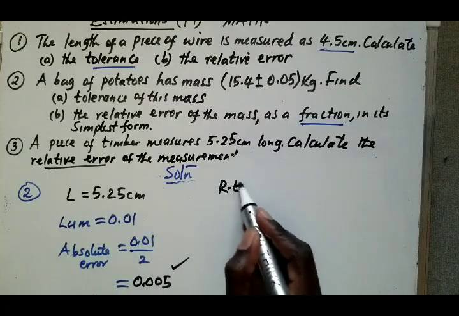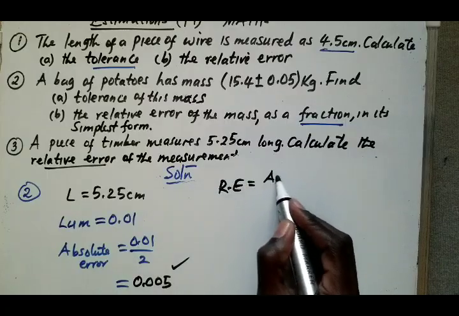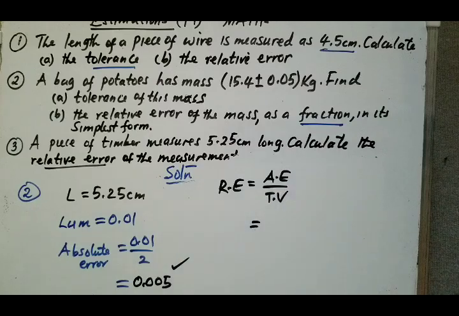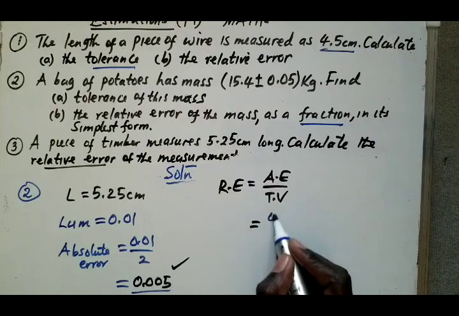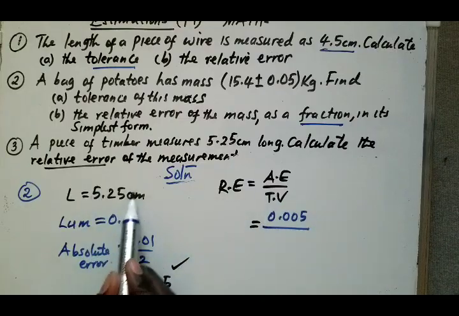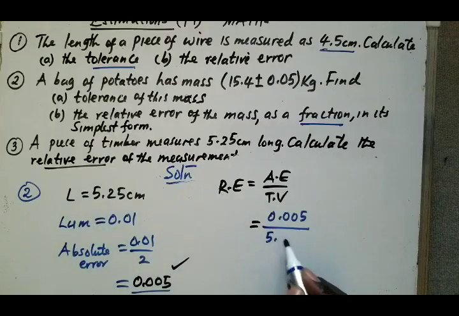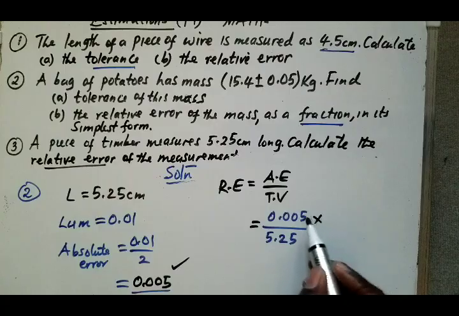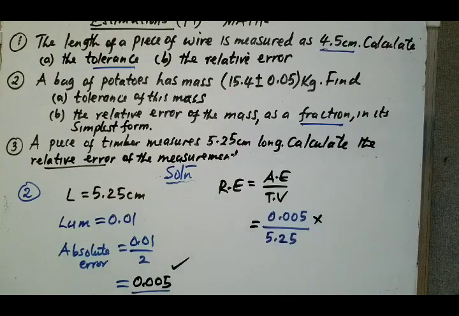Now that you have the absolute error, you can find the relative error. Remember what we said, relative error is equal to the absolute error over the true value or the true measurement. So the relative error is 0.005, divided by the true measurement, which is 5.25. Notice that for me to remove the decimal point on top, it is 3 decimal places. This one is 2, so I'll use 3 so that I remove the decimal point completely.